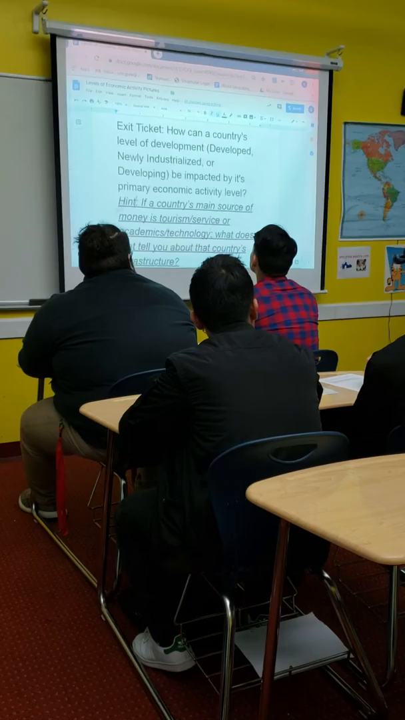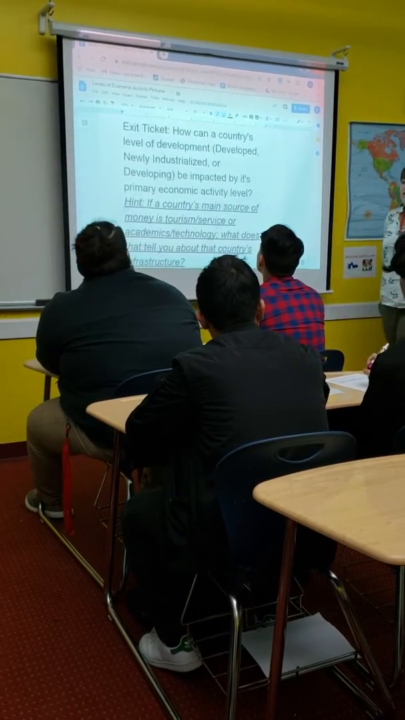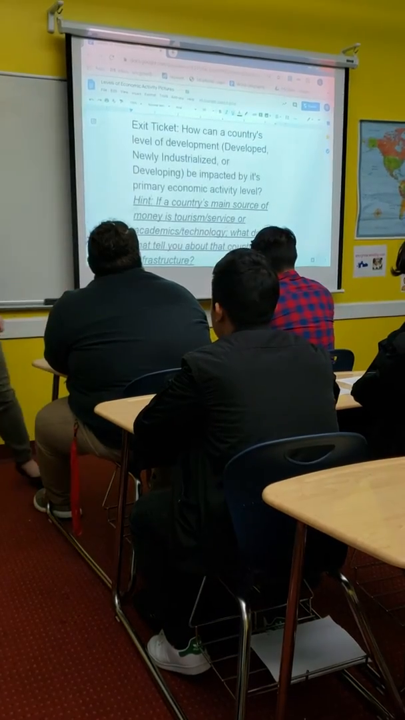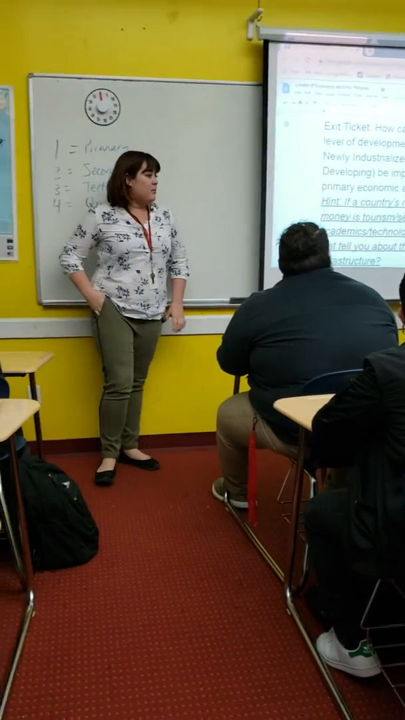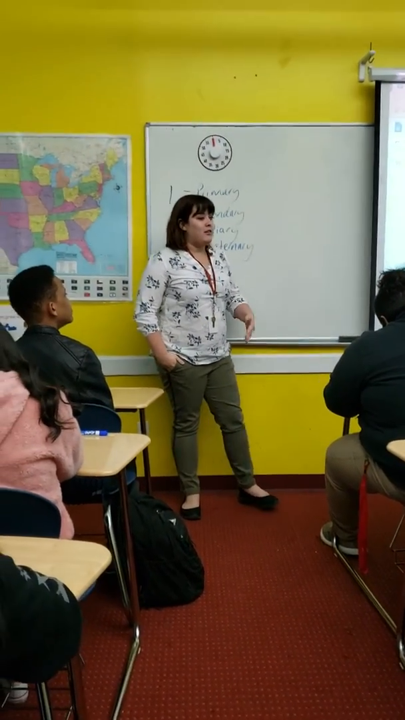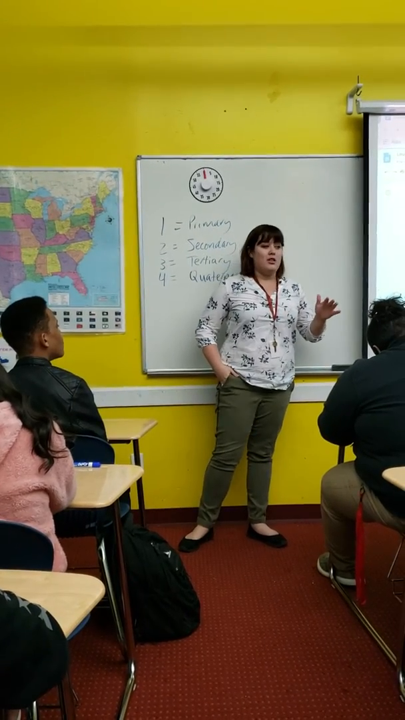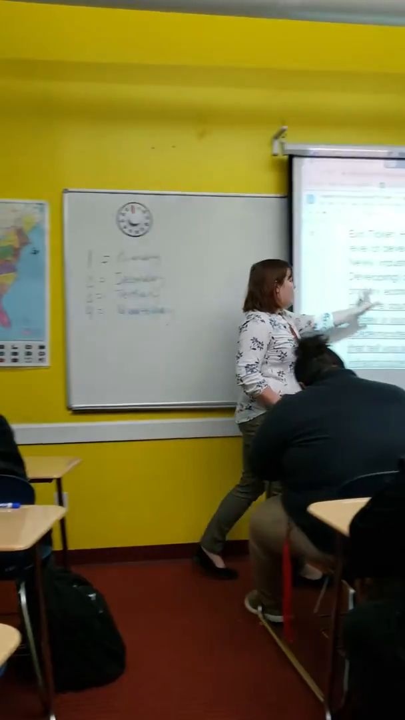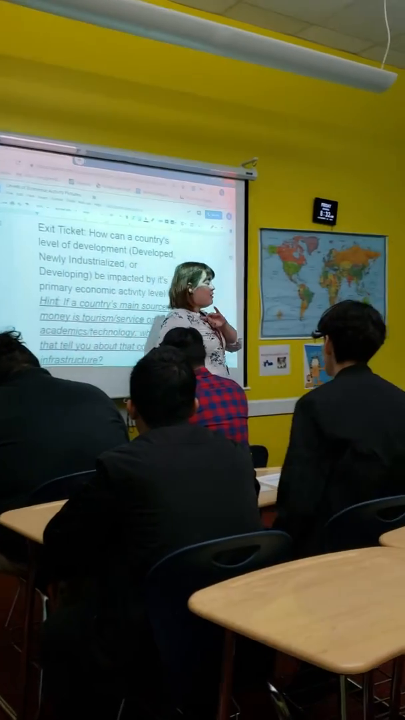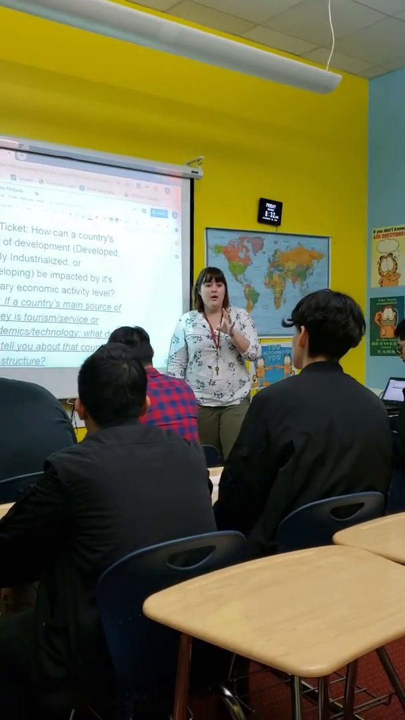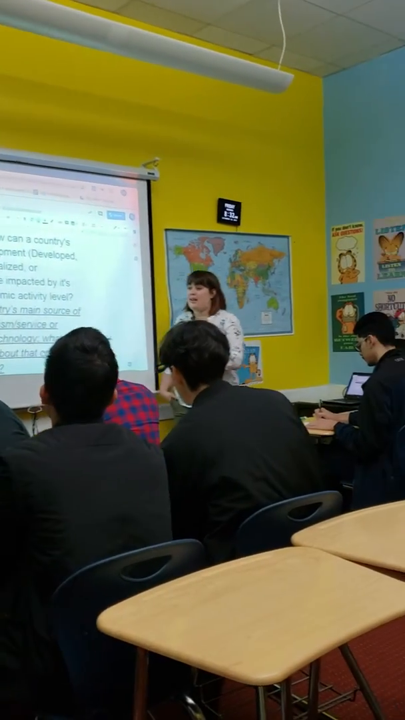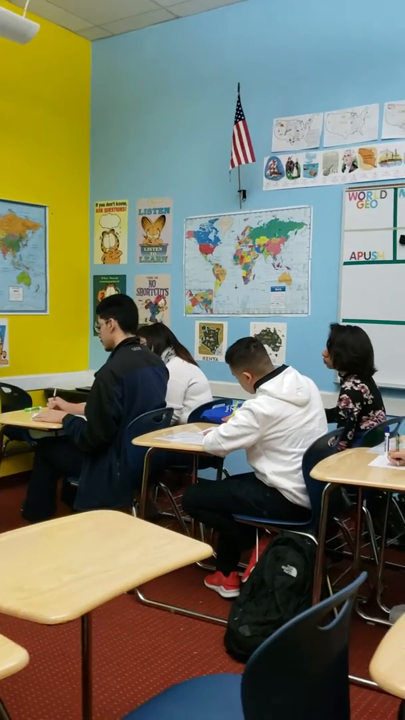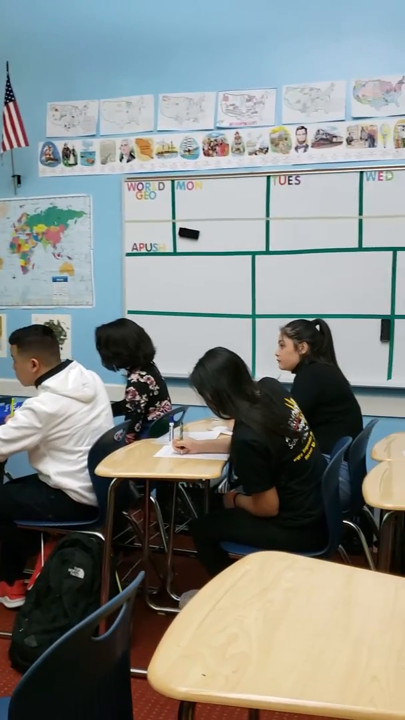Okay, so as I'm explaining, make sure that we're writing the question down to end the day. So how can a country's level of development, so we've talked about this quite often, whether you're a developed country, you're in the middle, newly industrialized, or if you're developing, how can this status be impacted by your primary activity level? So based on how your country makes money at either the primary level all the way down to the quaternary level, how is that going to kind of provide insight?